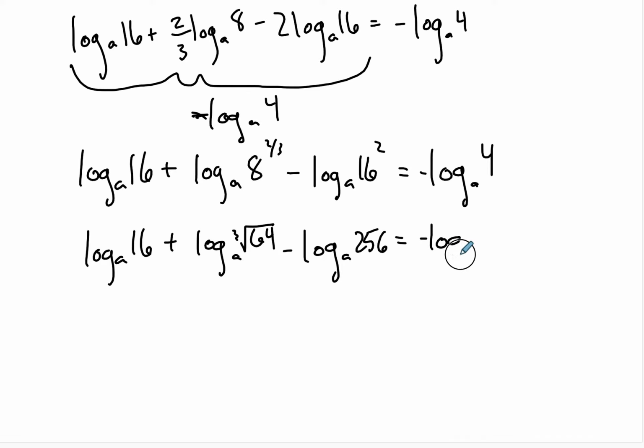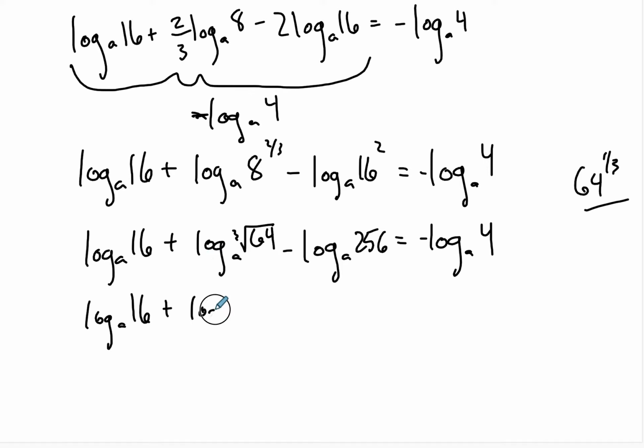So this is equal to log A of 4 still. Alright, so we're getting somewhere here. So log A of 16 plus. Now, you can do this in your calculator by saying 64 to the power of 1/3, or you can take the cube root in your calculator as well. But this really just works out to be 4, right? So log A of 4 and minus log A of 256 is equal to negative log A of 4.